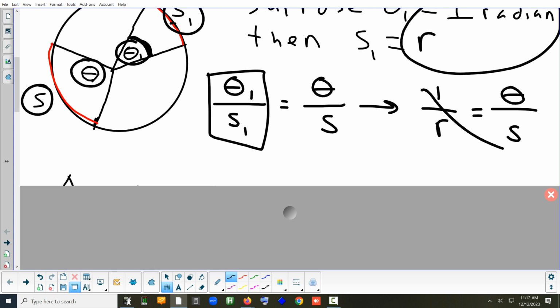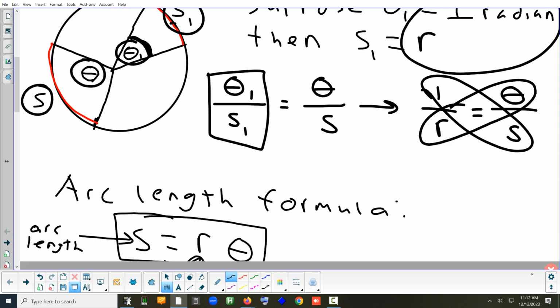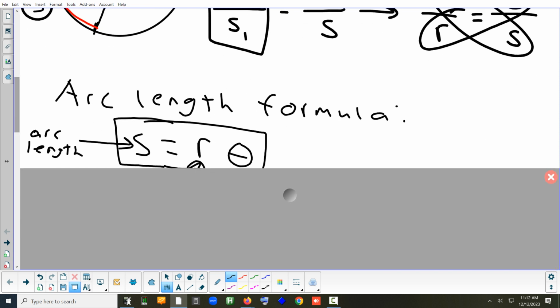Okay, so what's S times 1? S. And how about R times theta? R theta. And that's the formula for the arc length. It's S equals R theta. So S is the length of the arc that you're trying to find. R is the radius of the circle.